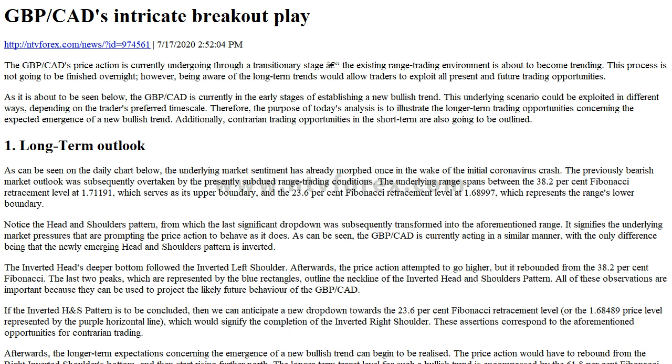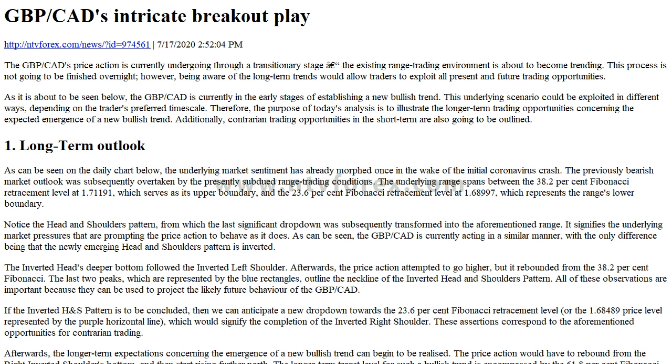1. Long-term outlook. As can be seen on the daily chart below, the underlying market sentiment has already morphed once in the wake of the initial coronavirus crash. The previously bearish market outlook was subsequently overtaken by the presently subdued range trading conditions. The underlying range spans between the 38.2% Fibonacci retracement level at 1.71191, which serves as its upper boundary, and the 23.6% Fibonacci retracement level at 1.68997, which represents the range's lower boundary.